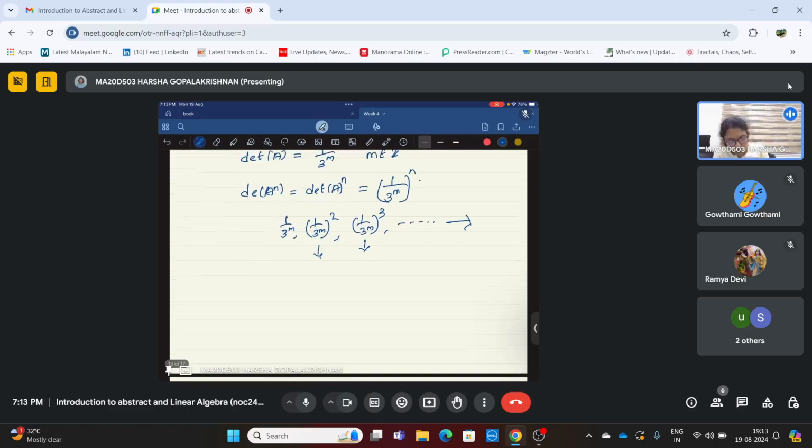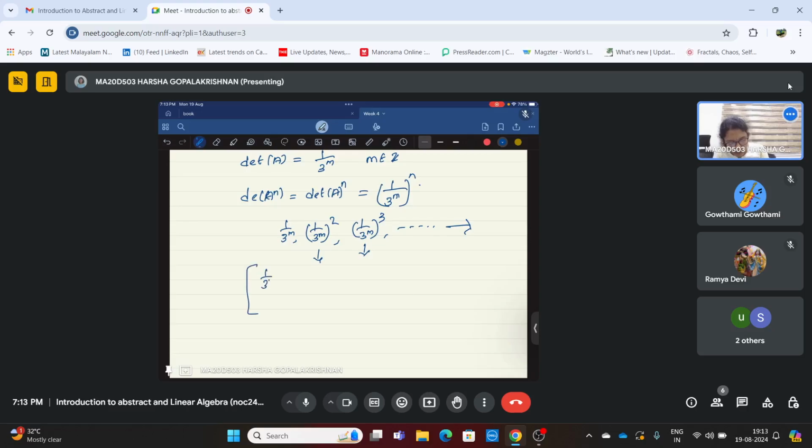For example, if I am taking A as the matrix with 1 by 3 power m, 0, 0, 1, its determinant is 1 by 3 power m, right? But other than this, I have one element 1, 0, 0, 1 by 3 power m.